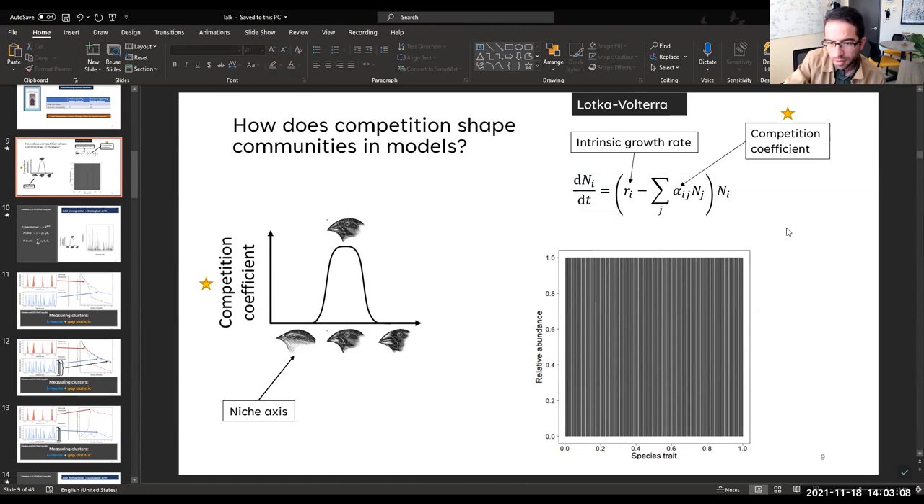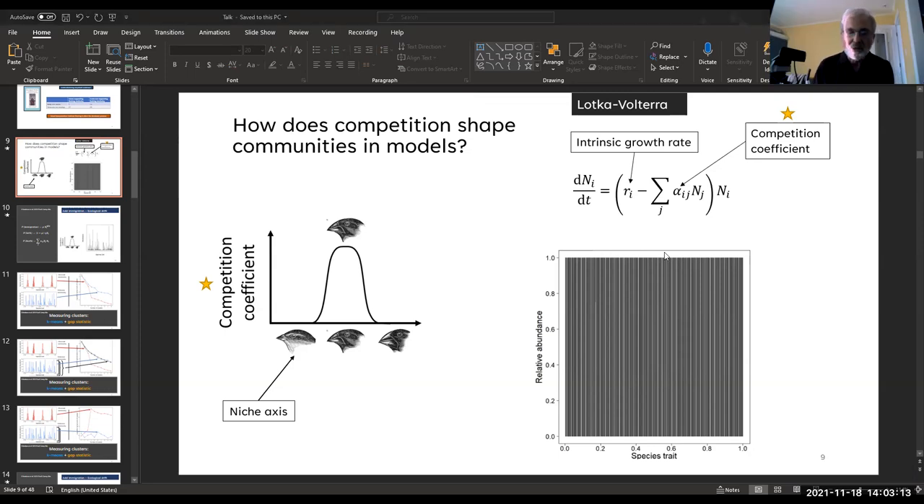Rajit, what say you about this? I think you can get extinctions, obviously. But yes, I don't think you can get oscillations.